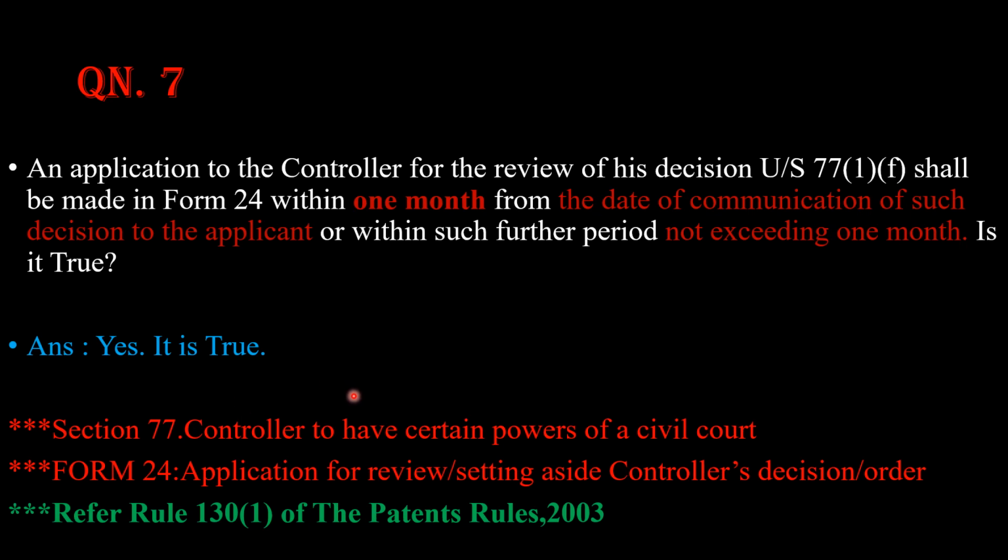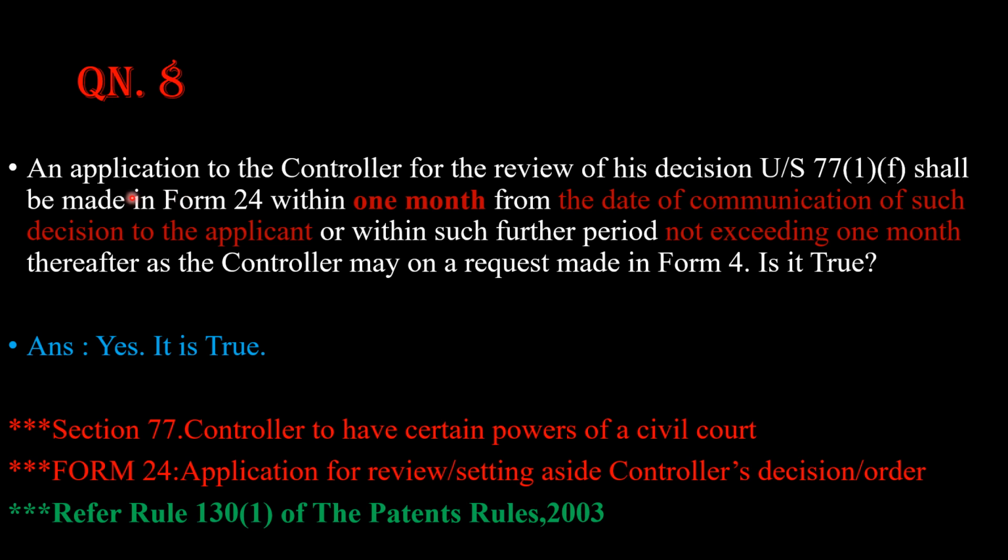It is true. So please refer section 77, that is controller to have certain powers of a civil court, and form 24, that is application for review or setting aside controller's decision or order, and refer Rule 130 Sub-Rule 1 of the Patents Rules 2003 to be more sure of your answer. Now I hope it is more clear.